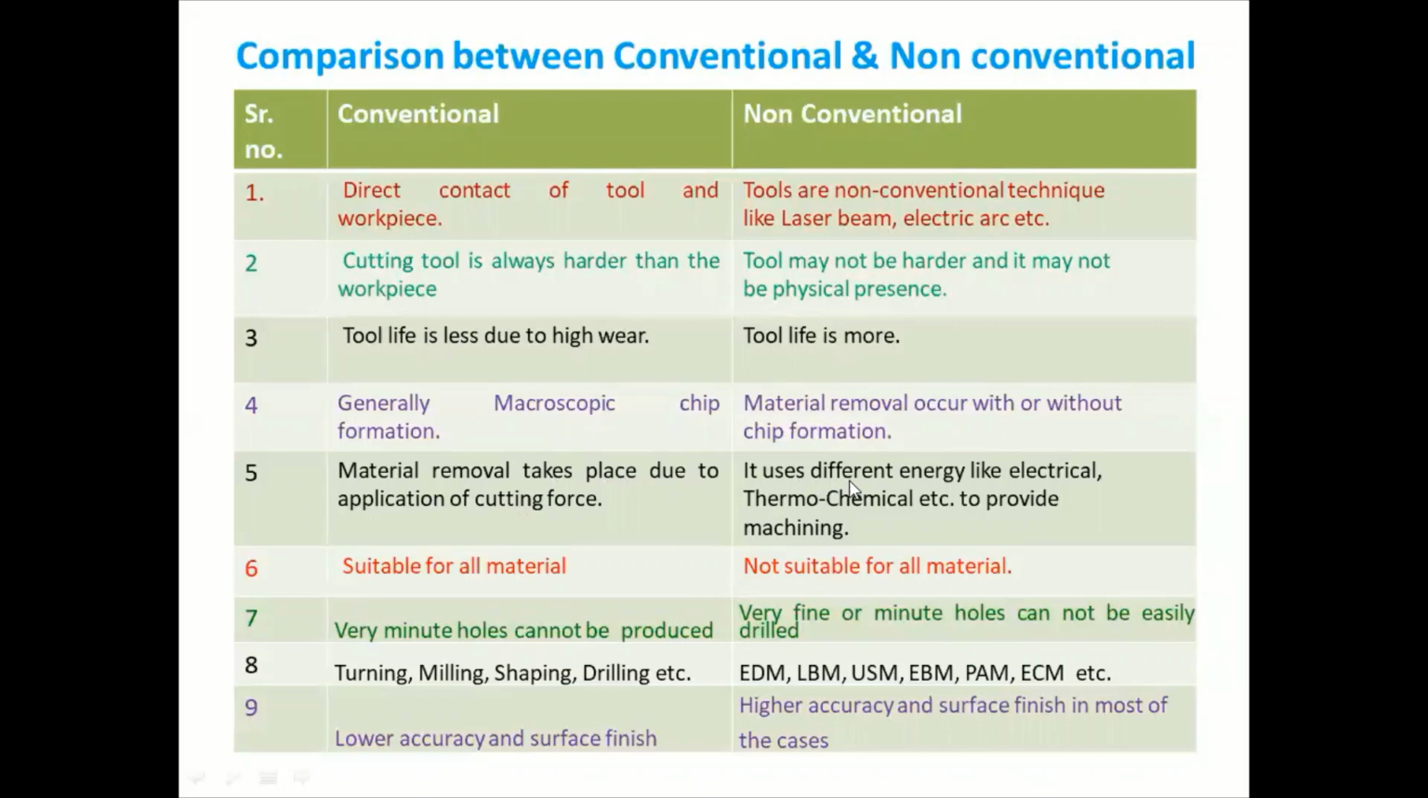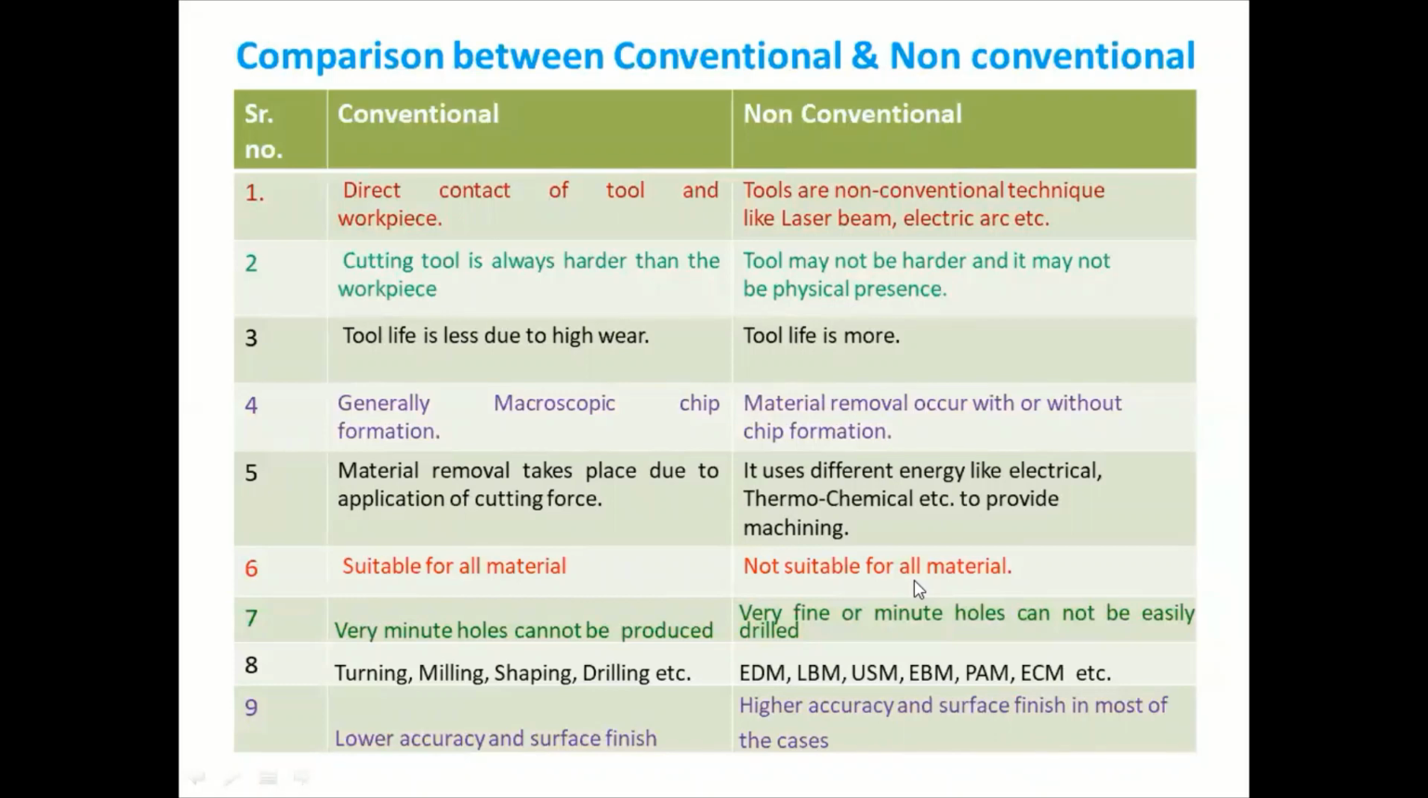Non-conventional machining uses different energy. So here we use thermal, chemical and other energies for removal of the material. It is suitable for all types of material. Conventional machining is not suitable for all types of material.